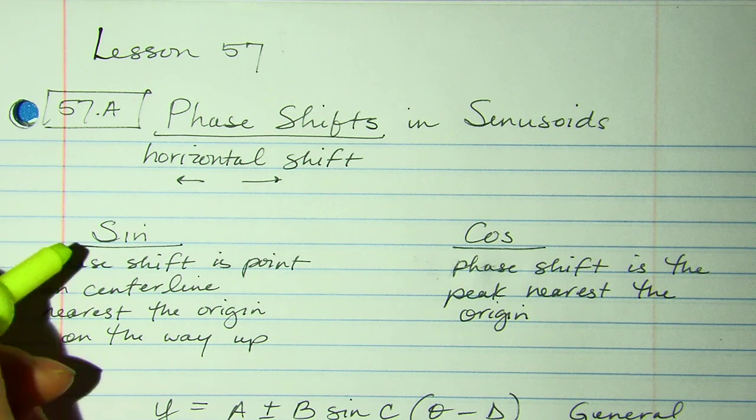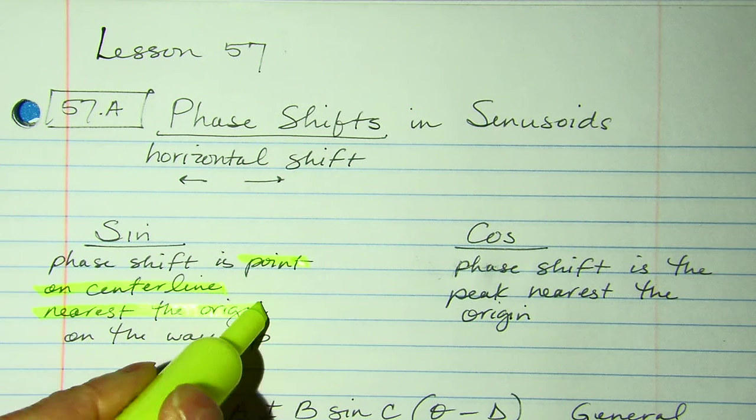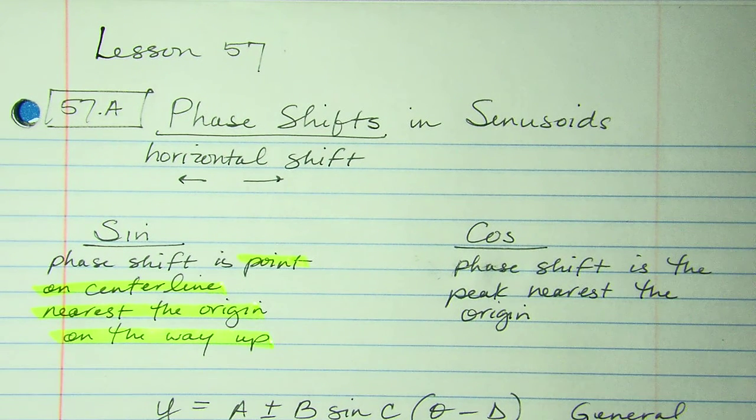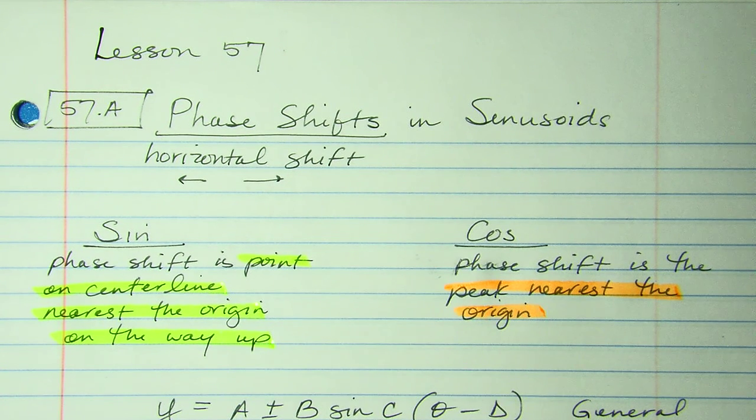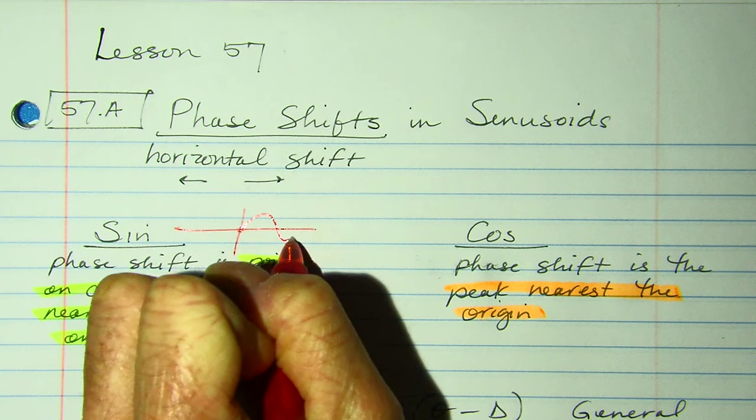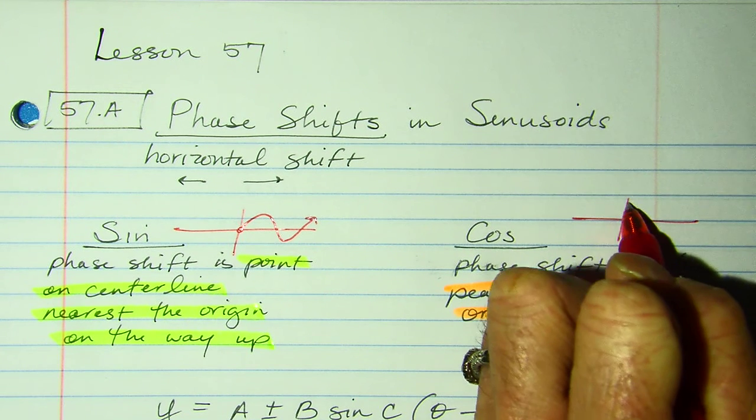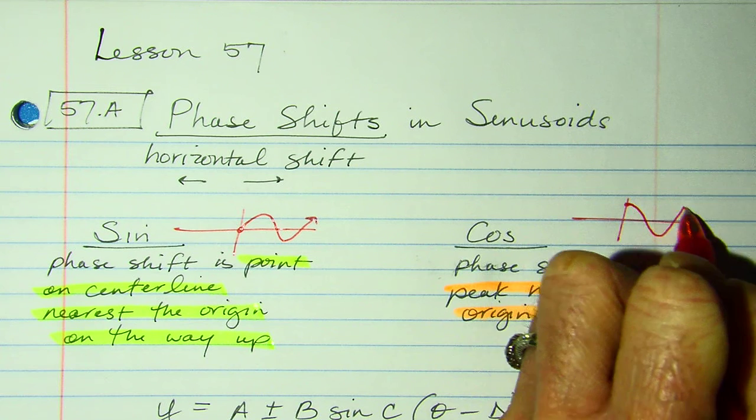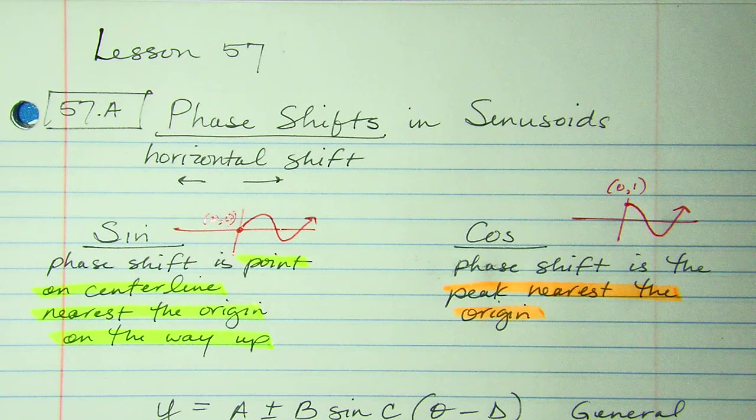So for a sine, we can determine the phase shift by the point on the center line nearest the origin on the way up. So I will go over that as we look at graphs. Cosine, however, is really simple. Cosine is just the peak nearest the origin. So just to review, remember sine, our graph of sine should start at 0, 0, and then head to the right. Cosine, however, starts on the y-axis at 0, 1. So just a little review of how we determine those.